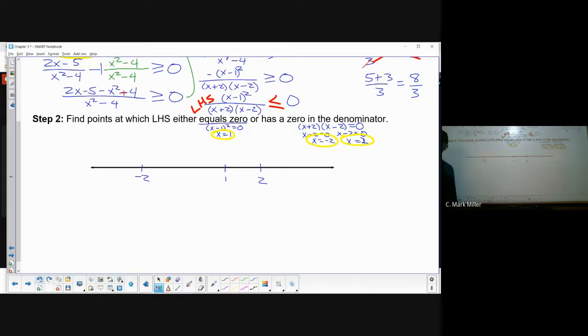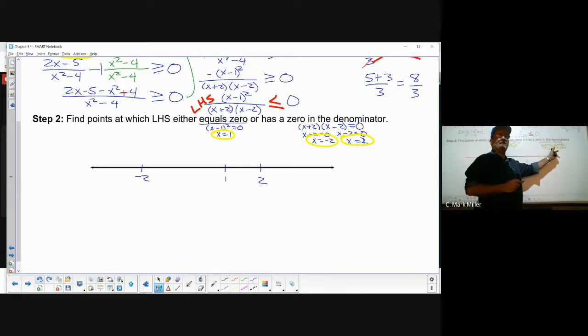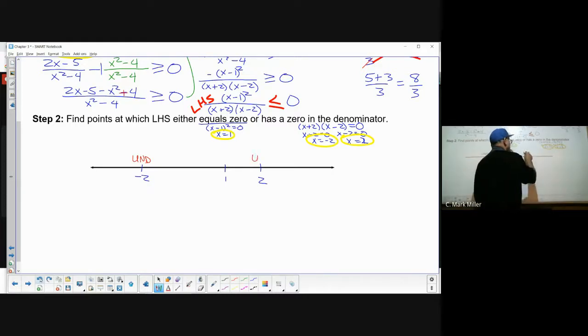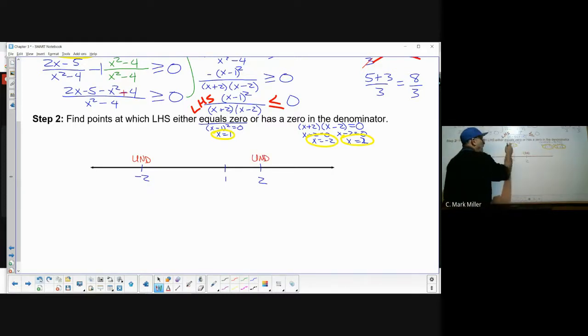Now, you remember last time I told you to put above those what's happening there. So minus 2. This is a place that is a 0 in the denominator. So at minus 2, it is undefined. At 2, it is undefined. And at 1, it equals 0. It is very important that you know the difference.